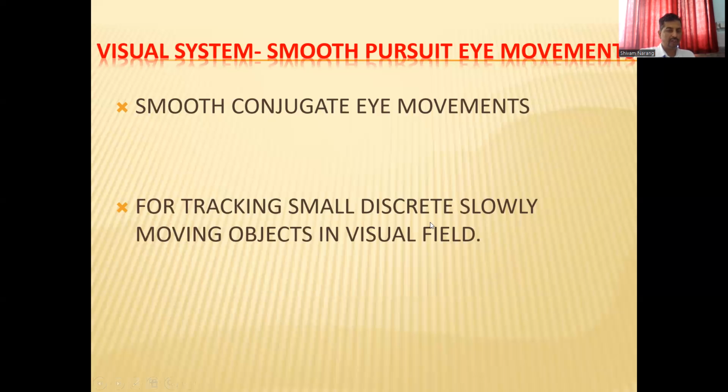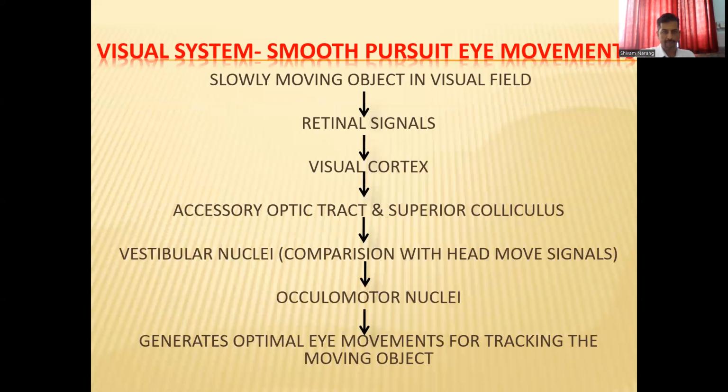So we want to see clearly and with good visual acuity the moving object. The smooth pursuit movement helps in that. It is in the form of this flowchart: a slowly moving object in the visual field gives a signal to the retina. These retinal signals will reach the visual cortex.